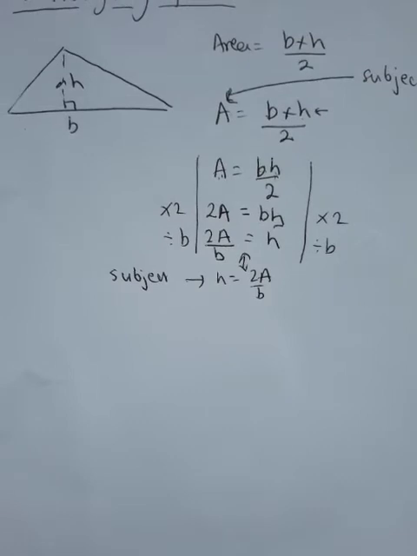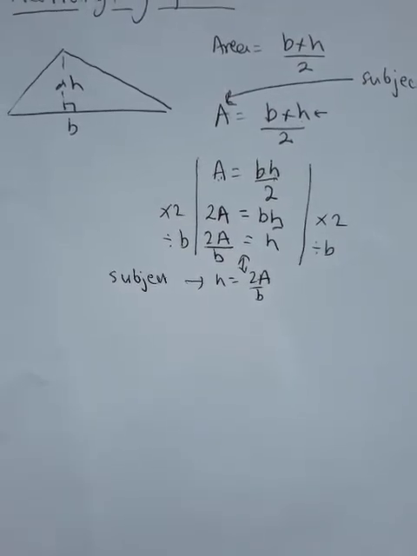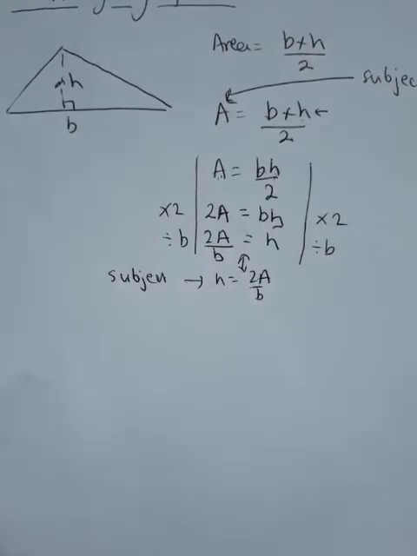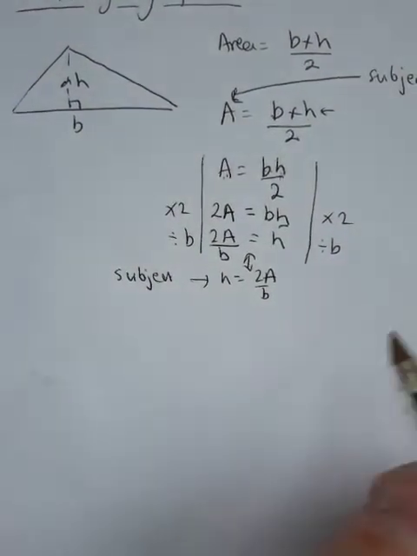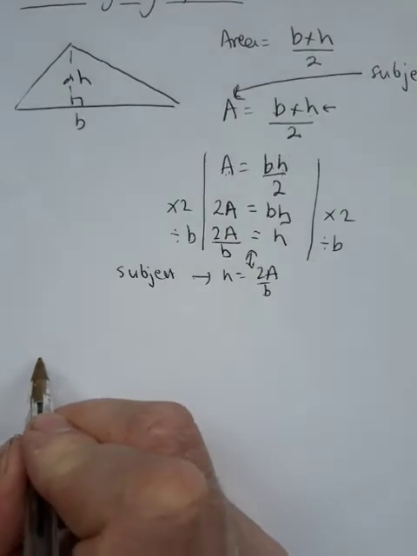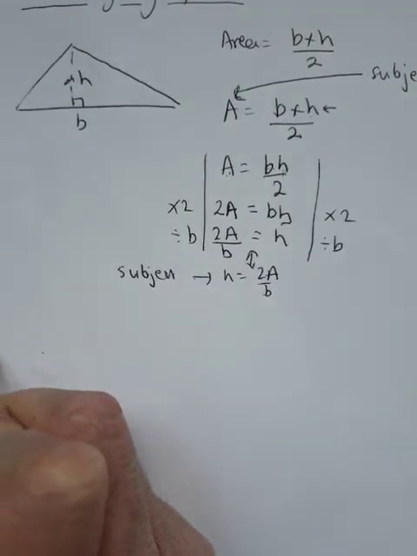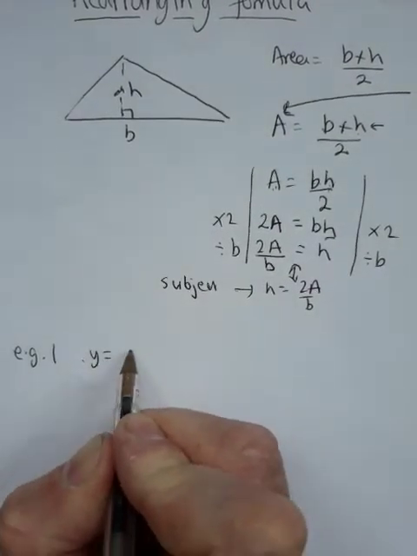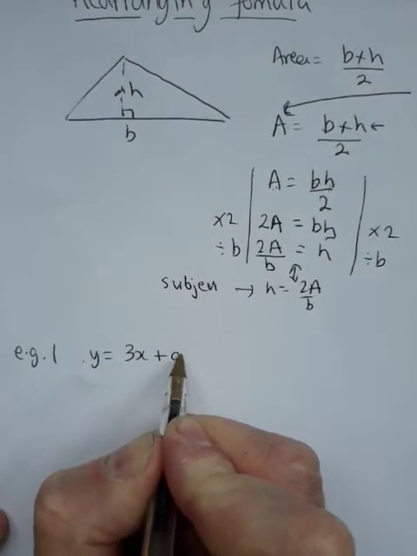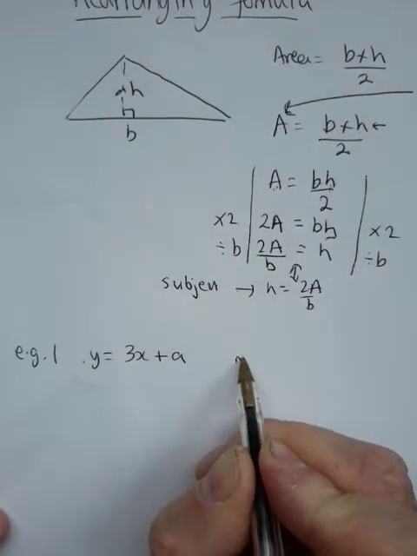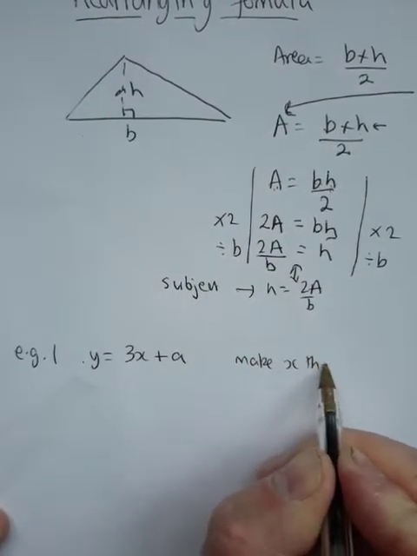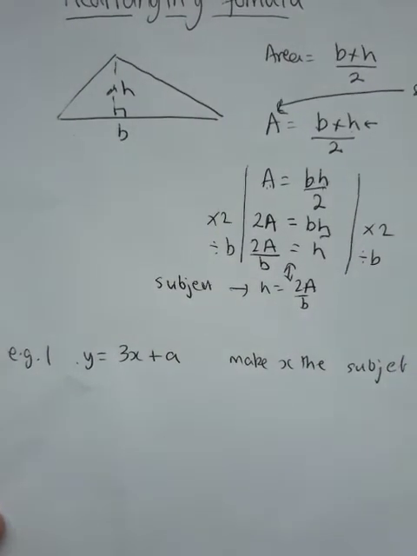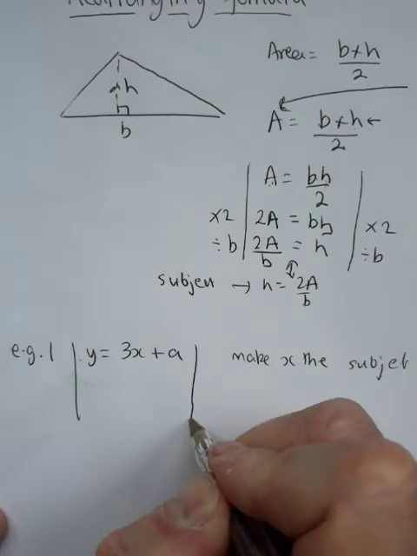Okay, so what I'm going to do now is some examples of this. We start off with something similar to what's in the clips here. Let's do example 1. Let's call that Y equals 3x plus A. And I want to make X the subject. Alright, so balance method again. Lines down the side.